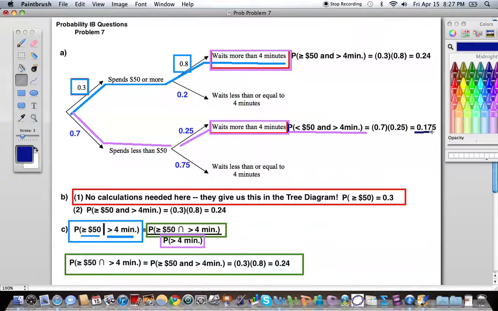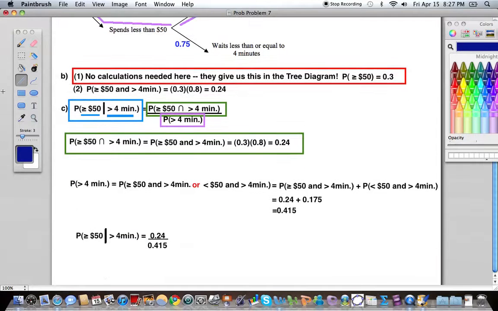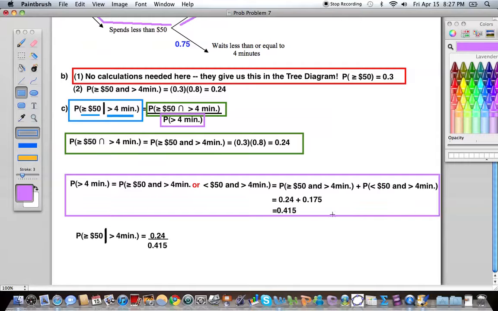And what do we do when we have 2 events that fulfill the same thing that we're looking for? We add them together. That was supposed to be a big addition sign, but this guy's in the way. So we're adding 24 hundredths and 175 thousandths, in lavender right here. So we're adding the probability someone spends more than $50 and waits more than 4 minutes and the probability that someone spends less than $50 and waits more than 4 minutes, and we find 415 thousandths.